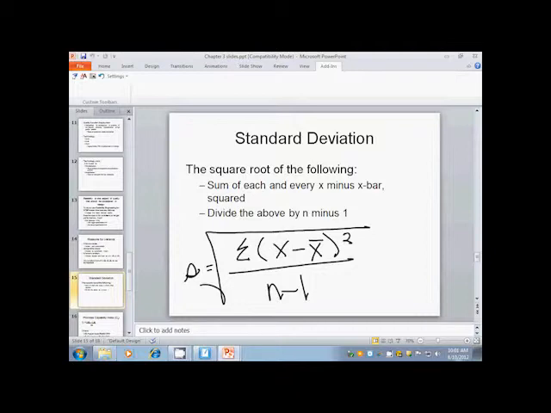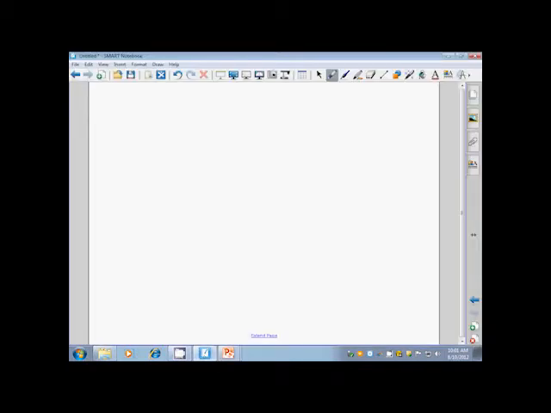We want to take a look at this formula, and actually you want to get out a clean sheet of paper at this point and begin what I call your legal cheat sheet, or your formula sheet that you are allowed to use on tests during this class. So standard deviation. Let's take this formula to a clean sheet of paper and discuss it a little bit. Standard deviation is equal to the square root of the sum of x minus x bar squared divided by n minus 1. How do you find this?